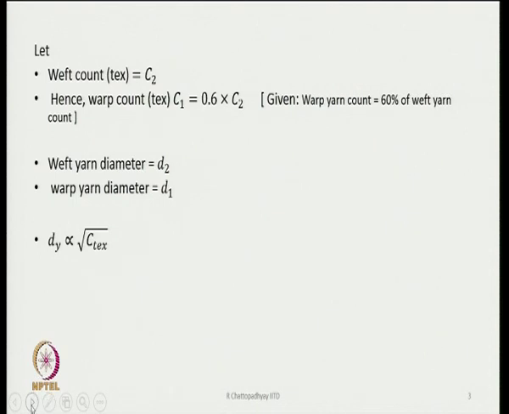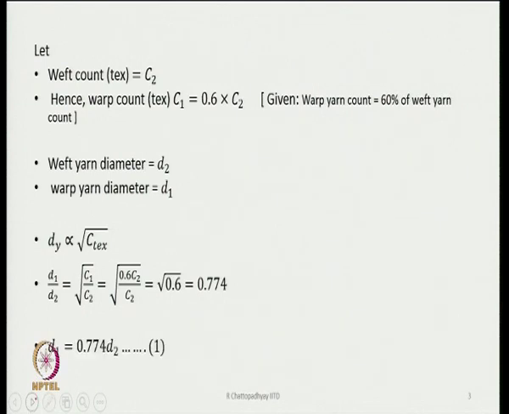But we know that dy is proportional to root over count. Count is expressed in tex units. So, dy is proportional to root over c in tex. Therefore, d1 by d2 is going to be root over c1 by c2, that is root over 0.6 c2 by c2, and hence it is going to be root over 0.6, that is 0.774. As a result, diameter D1 is going to be 0.774 D2.